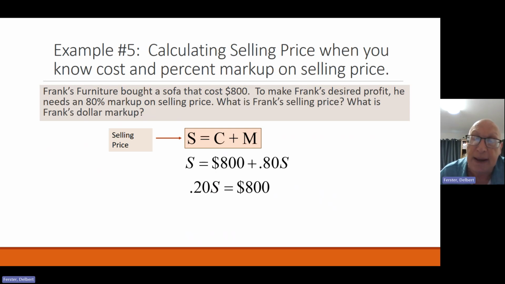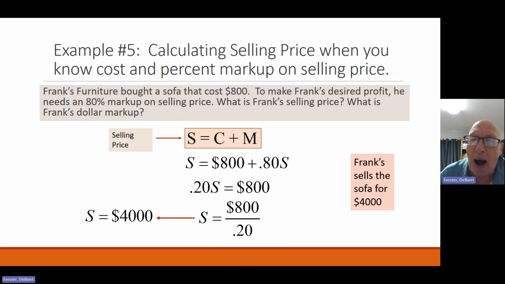Grab your calculator. It's about to divide by 0.20. And you and I are going to find out that the selling price for Frank's sofa, when you and I were to walk in and buy it, would amount to $4,000. So again, a little bit more algebraic than we saw in the first example, in that what we were basing our selling price on was an unknown quantity.